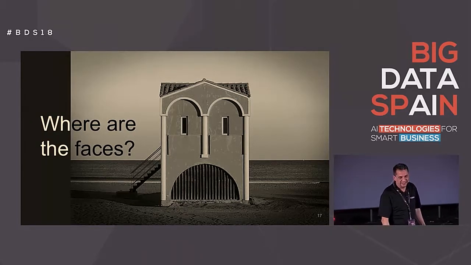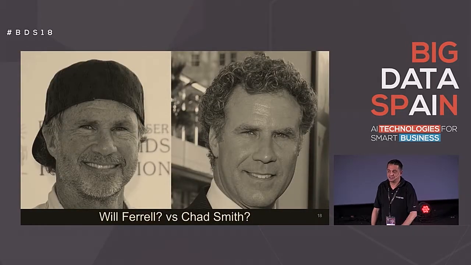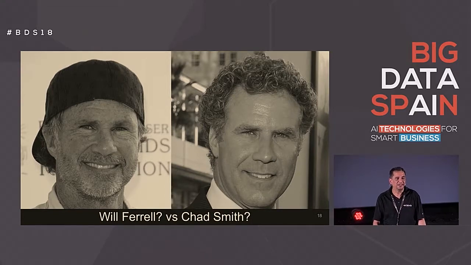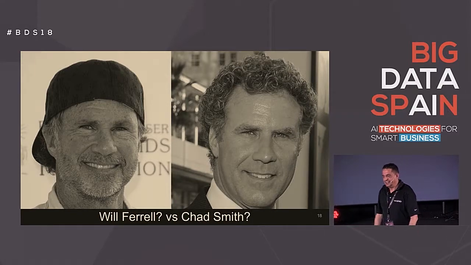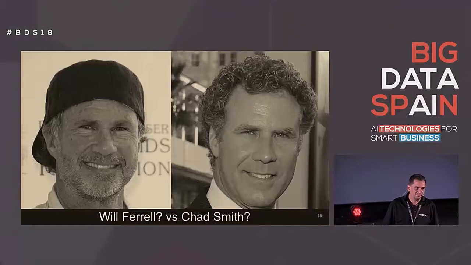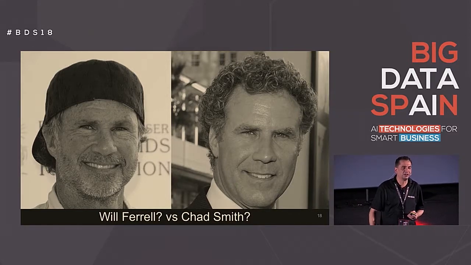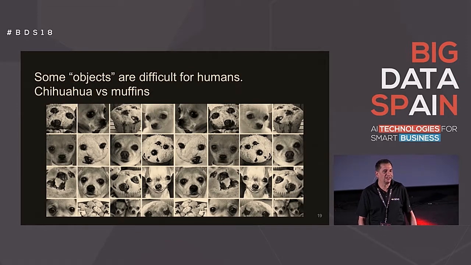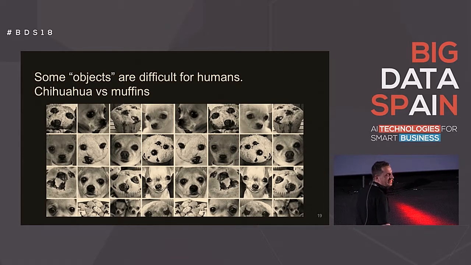Okay. In the first step, we are talking about where the faces are. The first problem in the first step is identifying where the faces are, and the recognition of faces is a very complicated task in some cases. Like you can see in this image, Will Ferrell and Charles Smith look like twins. And not only faces, recognizing objects in some cases is a very, very complicated task. If you try to identify chihuahuas and muffins in this image, it's very, very difficult.